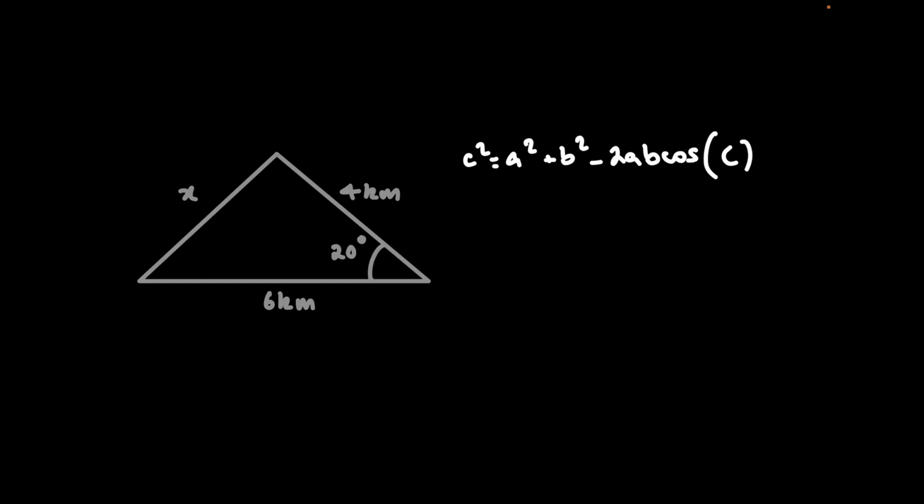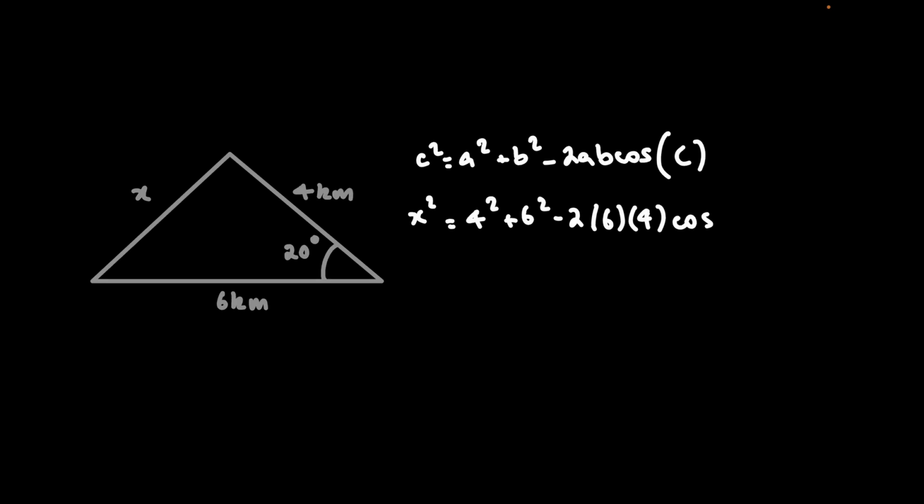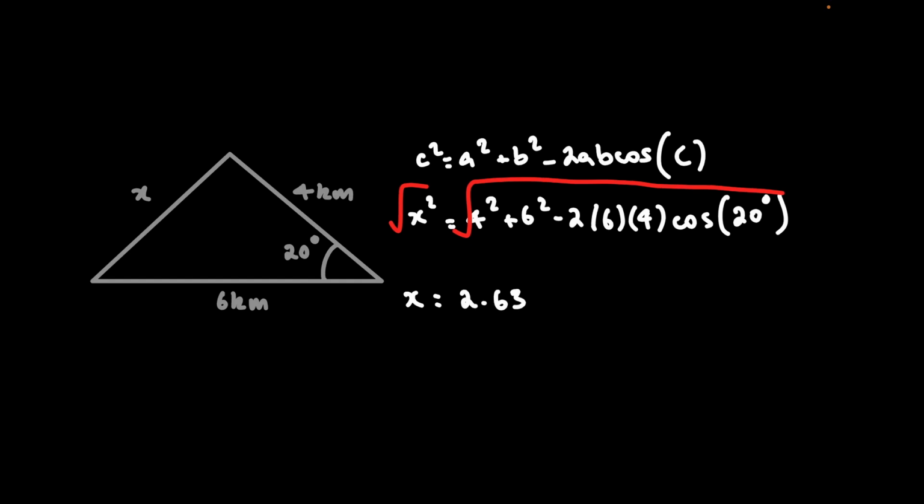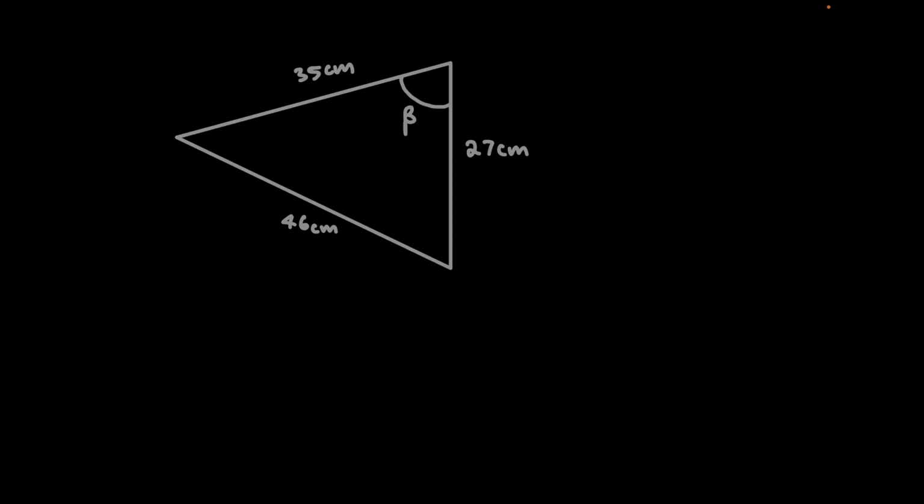We have that c squared is x squared. That's equal to 4 squared plus 6 squared minus 2 times 6 times 4 times the cosine of 20 degrees. Okay, and to work it out, you just square root both sides of the equation, and you get the value of x, which in this case is just 2.63 degrees.